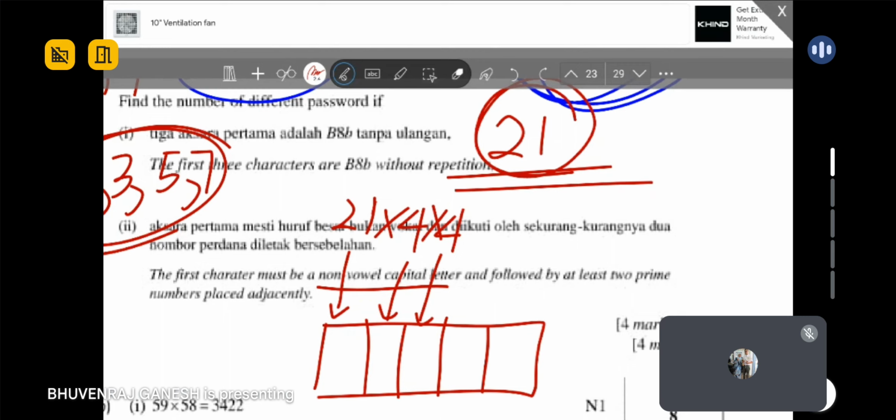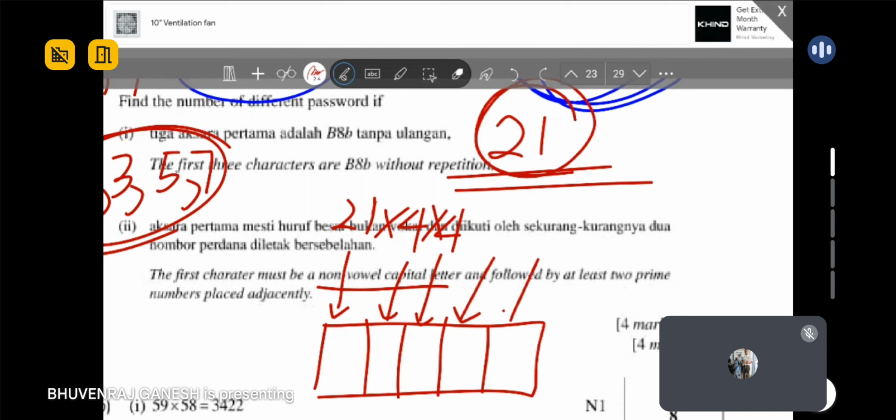Okay, kalau soalan kata tanpa pengulangan, maksudnya kamu boleh ulang lah. Itu maksud dia. Okay, asalkan kamu tak nampak perkataan ni, boleh ulang. Okay? So you must assume that you can repeat. Kamu kena anggap boleh ulang.